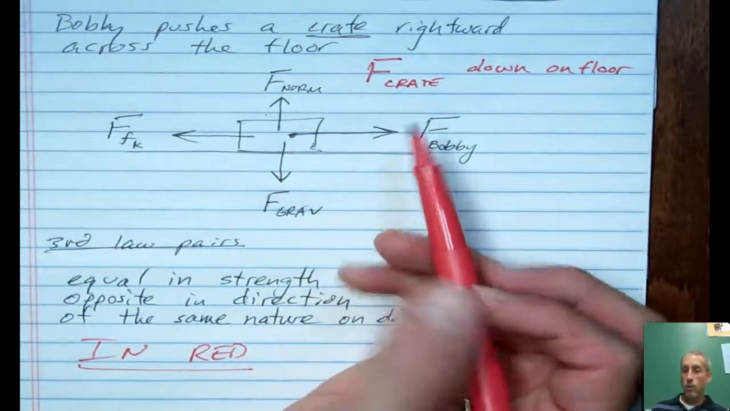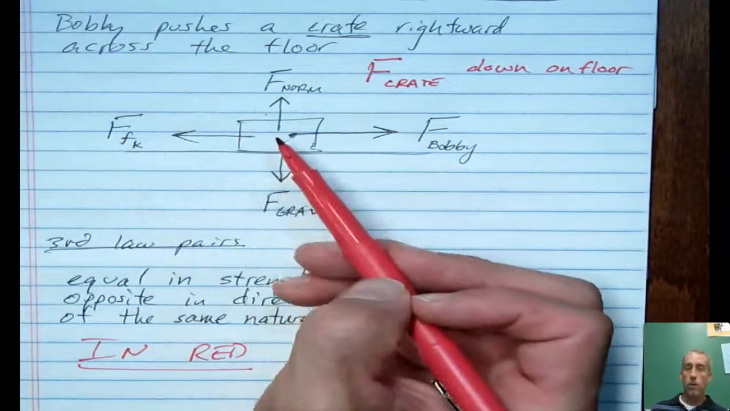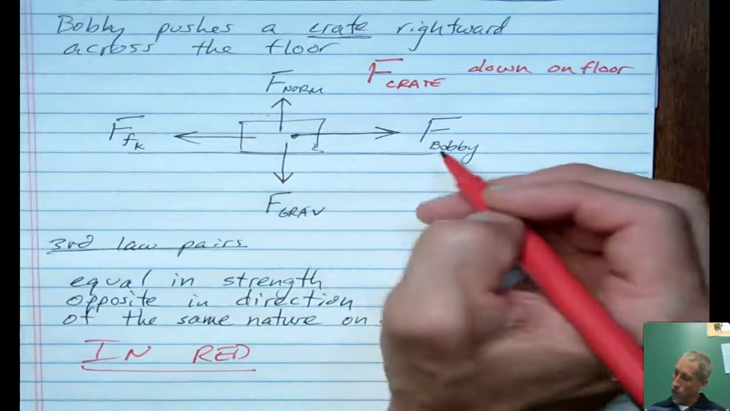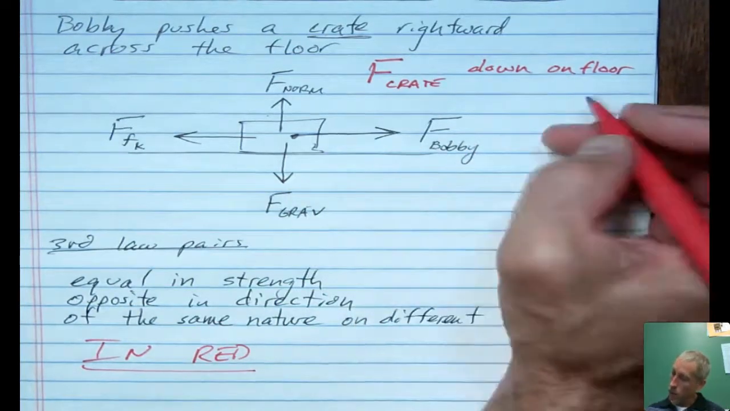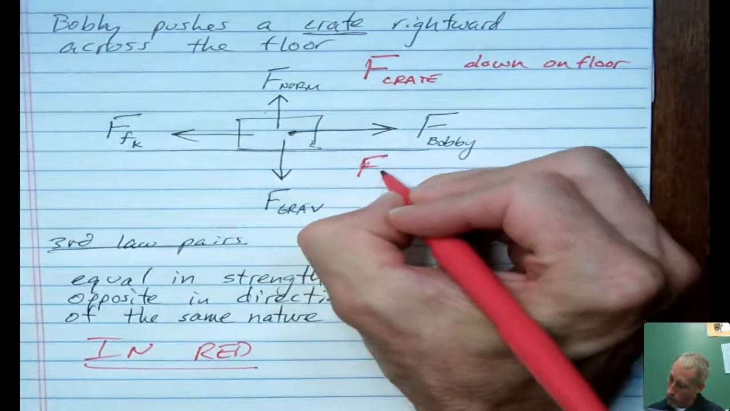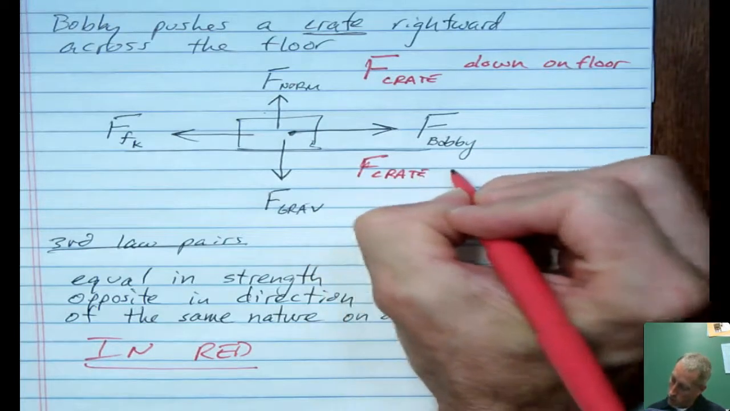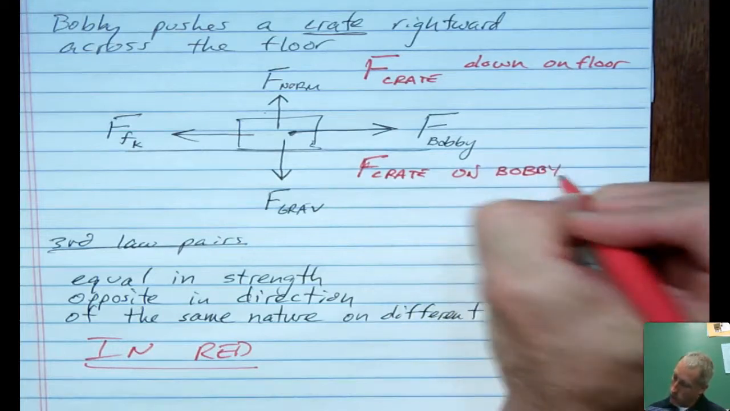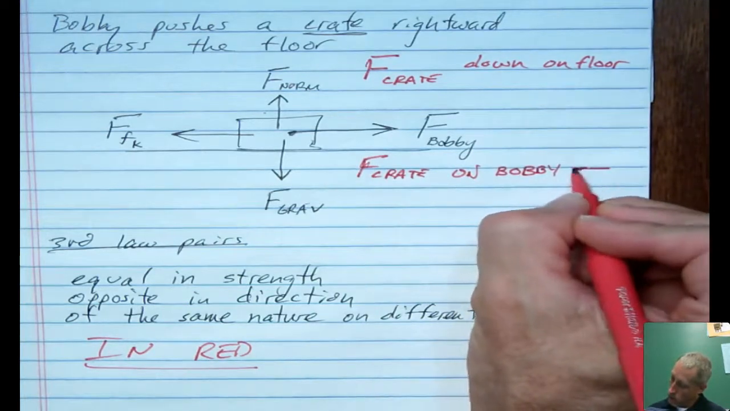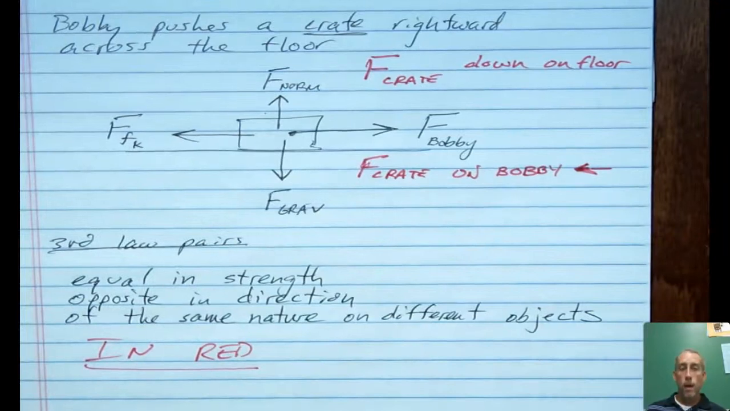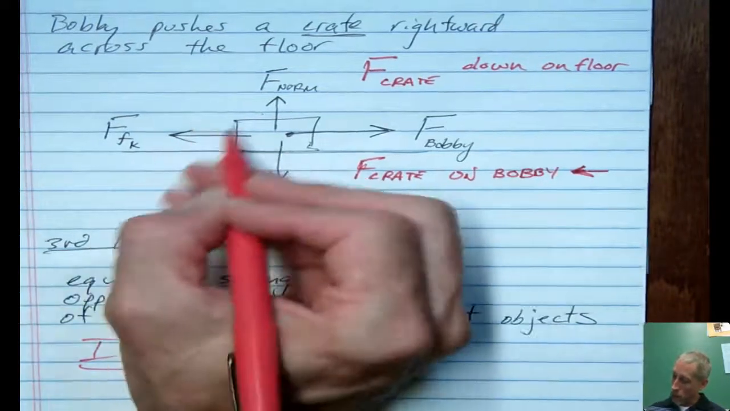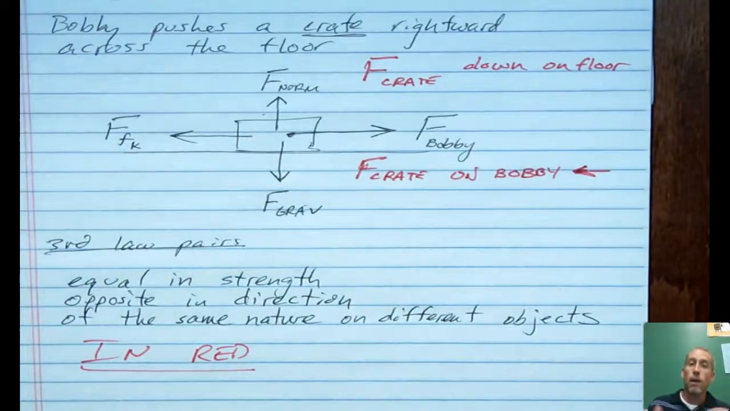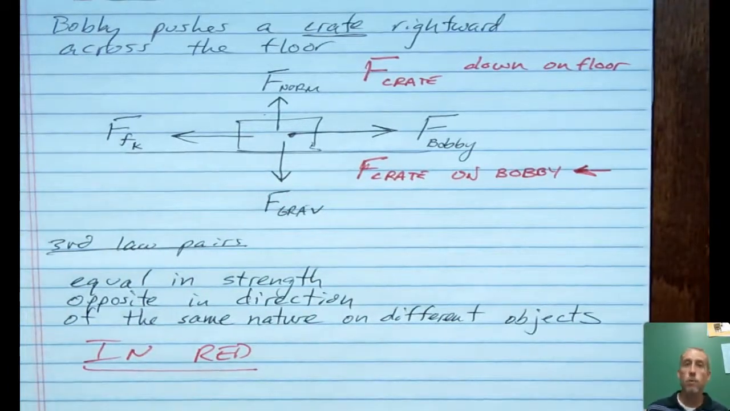So the name of the thing that was doing the pushing on this object is the thing being pushed in its third law counterpart. So here we have Bobby pushing rightward on the crate. The third law counterpart is the force of the crate on Bobby. And that would be leftward. Now, if you're Bobby, you're probably here behind the crate giving it a rightward push, and you can feel something pushing against you. That's the third law counterpart. That's the crate pushing back on Bobby.